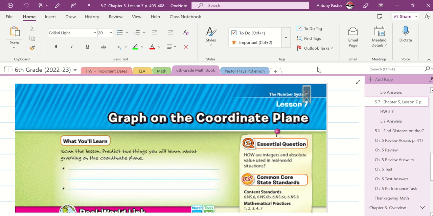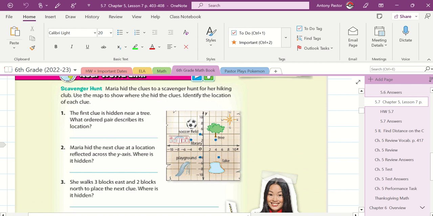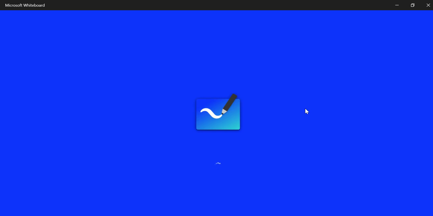We are doing chapter 5, lesson 7, graph on the coordinate plane. We kind of touched on this last lesson, so this one will be a review lesson, but we're going to go ahead and talk about how to graph on a coordinate plane. The first things that we need to review are what a coordinate plane looks like.